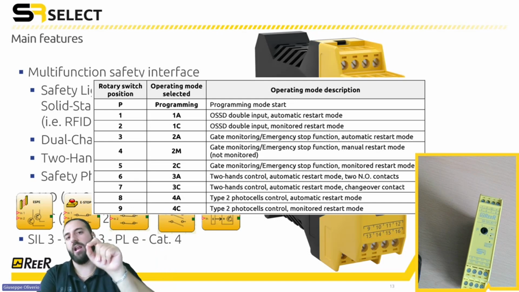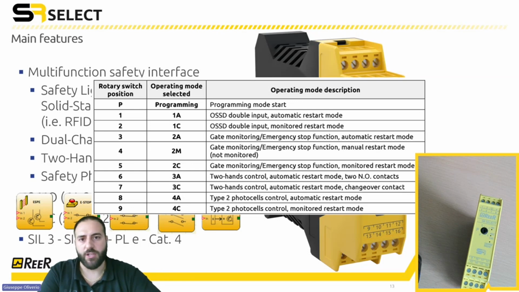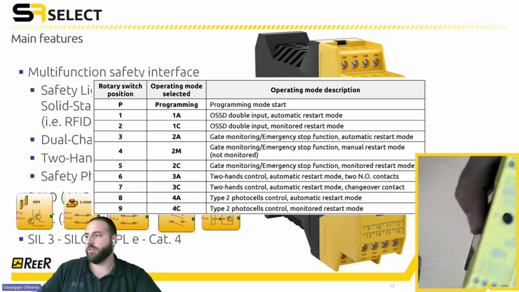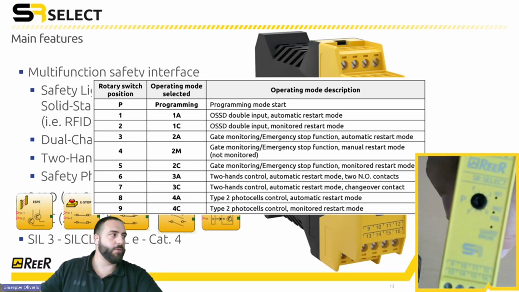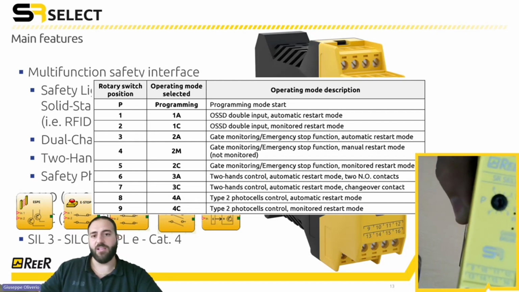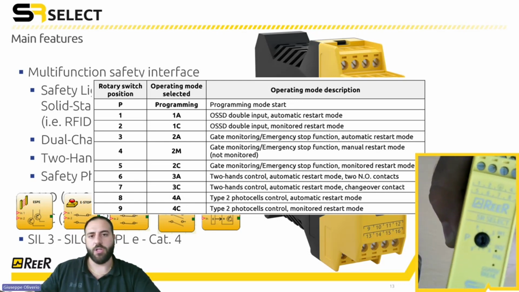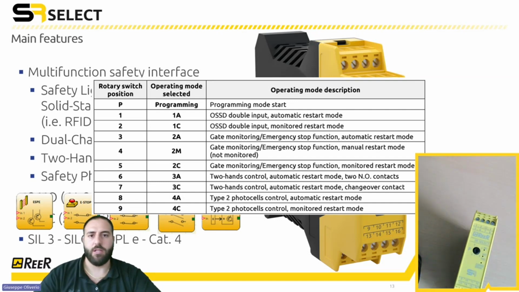So one SR Select, one safety light curtain, one SR Select, one emergency stop function, type 2 photocell plus one SR Select. At the end, you can do every safety function with one SR Select, with one interface. So again, as you can see, the only thing that you have to do is to turn that rotary switch position. In that case, you just connect the wires, turn the switch, and that's it.